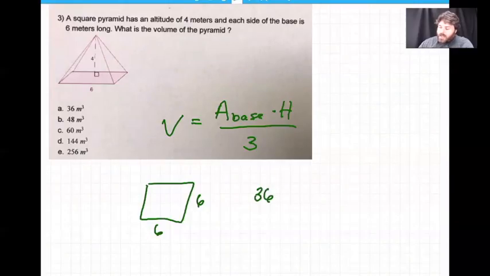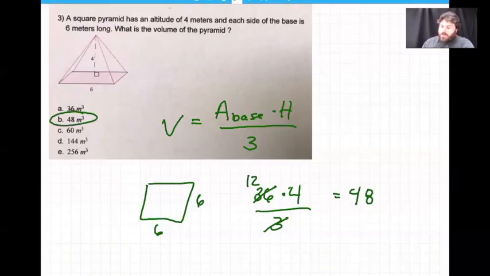That's the area of the base times the height. The vertical height there is 4. That's also known as the altitude. And then we divide by 3. So I can see a common factor here. There's a 3 in both the 36 and the bottom. So I can cancel that 3 out. I'm left with 48. So answer choice B, 48 meters cubed is our answer. Notice our answer is in cubic dimensions because it's volume. Volume is 3-dimensional, so that's why we have meters cubed.